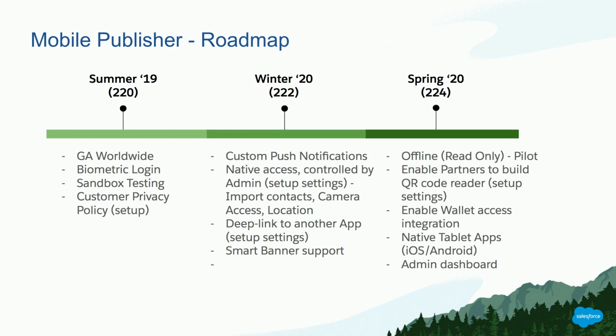Another piece of feedback we get from our customers is, what about native access to the phone? Can I import contacts into the community? Can I detect the location of the user based not just on IP but actually on the GPS? So that's something that we're working on. Again, that's in Winter 20.